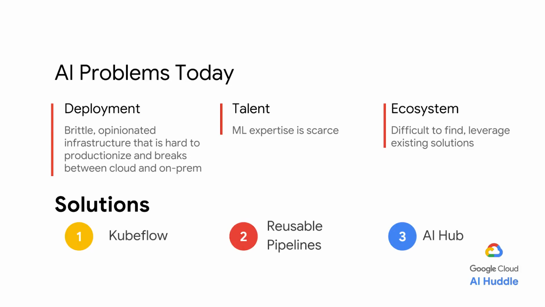And lastly, the problem with the ecosystem is that it is difficult to find and reuse what is out there. If you know that a new model came out for image processing, for example, and you want to grab that model and use it in your production system, finding it and using it in your production system takes a lot of effort. So our solution to these problems is Kubeflow, reusable pipelines, and AI Hub. I'm going to go through these one by one.